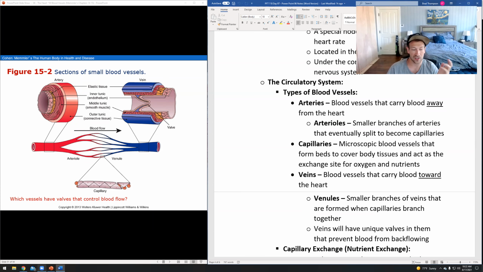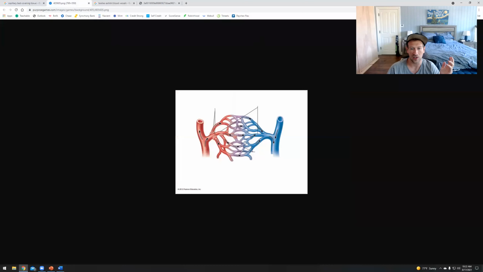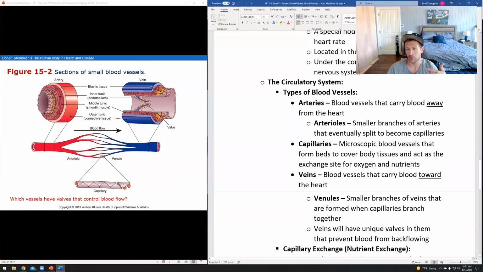Then they're going to start to come back together, right? Once they exchange everything here in the middle, they start to come back together. They don't have any oxygen anymore. So now they've got to get back to the heart. And so that's where they're going to travel through veins. Veins are blood vessels that carry blood back towards the heart.